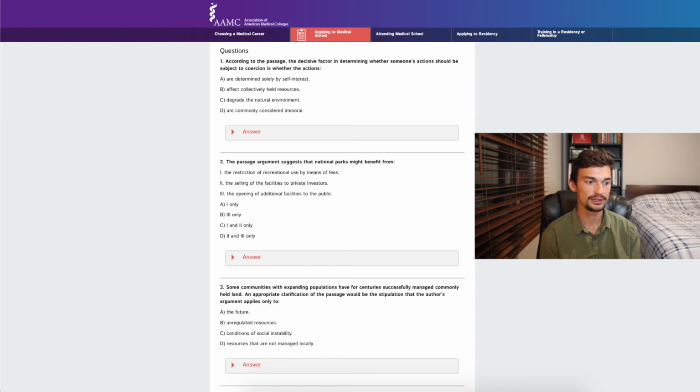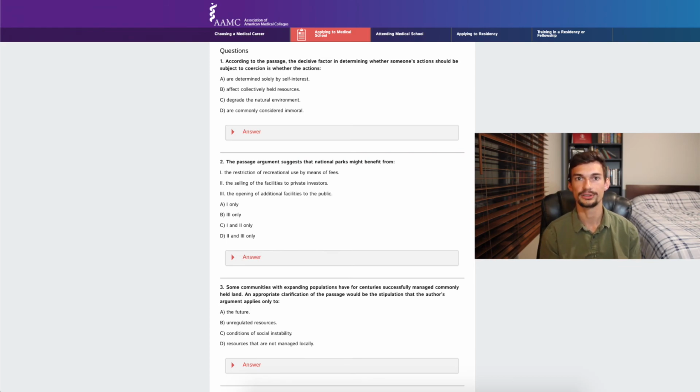Question 3 says some communities with expanding populations have for centuries successfully managed commonly held land. An appropriate clarification of the passage would be the stipulation that the author's argument applies only to blank. A wouldn't make much sense because the question stem indicates that communities have been doing this in the present and in the past. Answer choice B says unregulated resources, and that sounds more like what the author is arguing in the passage, that we should institute coercion that is agreed upon by the majority of those affected on the resources that are unregulated. C says conditions of social instability, but the author never argues that social instability is necessary.